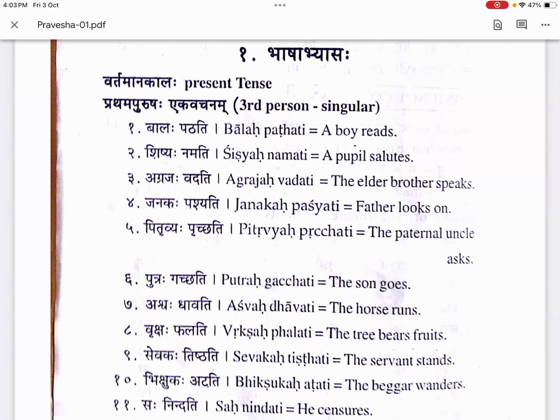So vartamana kalaha. Kala means time. Tense means time in English. Vartamana means present. So present tense. Prathama Purusha. That is in the verb, it will come. Okay. Third person. Purusha means person.